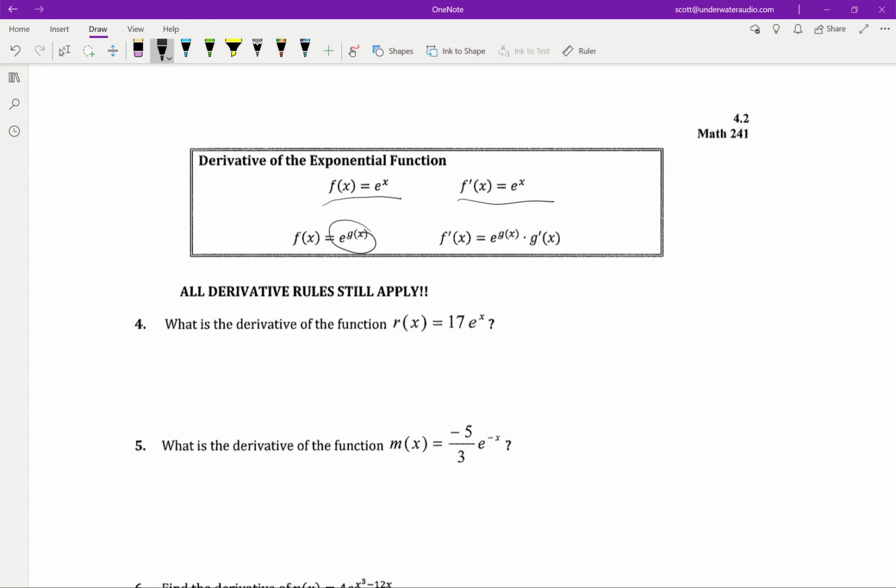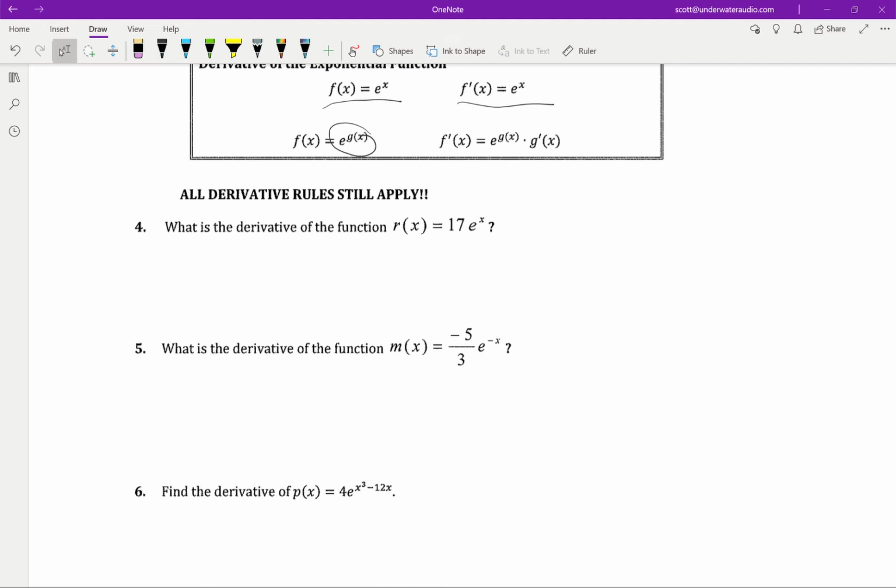So let's try a couple of these. What is the derivative of the function r of x equals 17 e to the x? Okay, well actually this one's not so bad because it's 17 times e to the x, so I can just do 17 and then times the derivative of e to the x, which is just e to the x. It's nice.